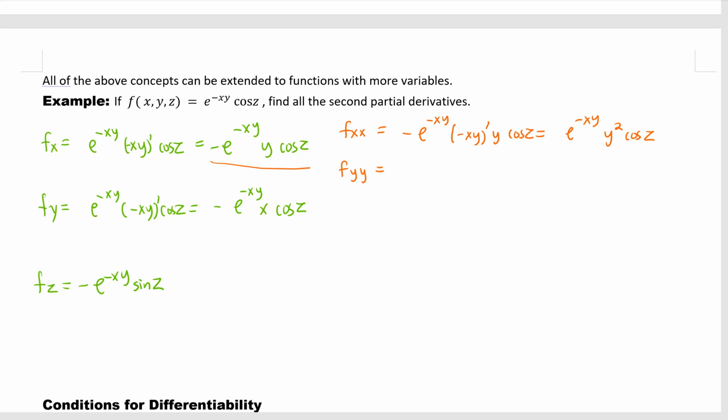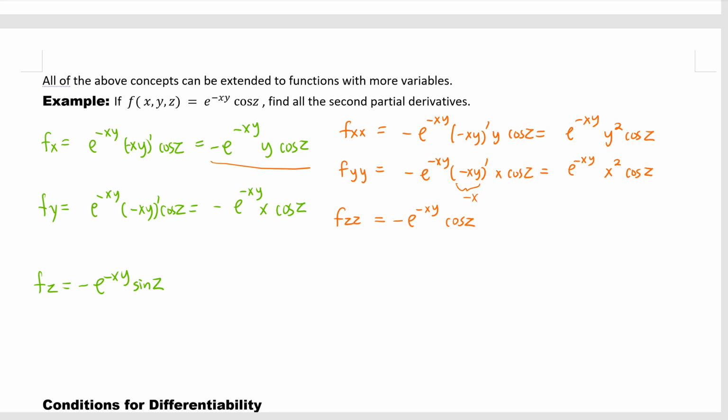try the problems first. Fyy, so we have minus e to the minus xy, and then chain rule (minus xy)', but this time we're taking the derivative with respect to y. Times x cosine z, then that is minus x. Okay, so this is minus x. That will give us e to the minus xy x squared cosine z. How about fzz? Ooh, so negative e to the minus xy is just a constant multiple. The derivative of sine z is cosine z.